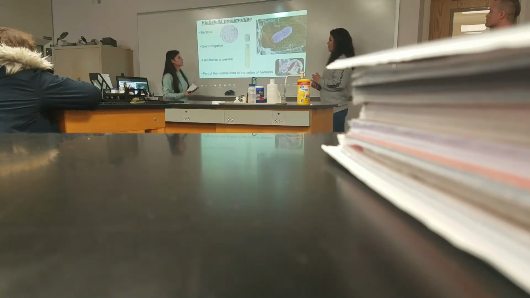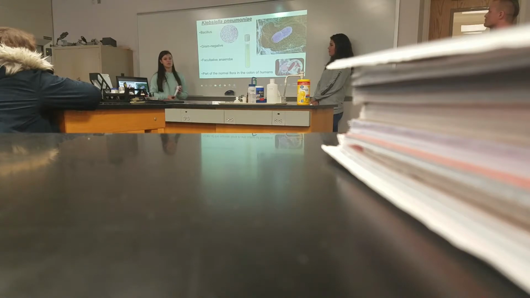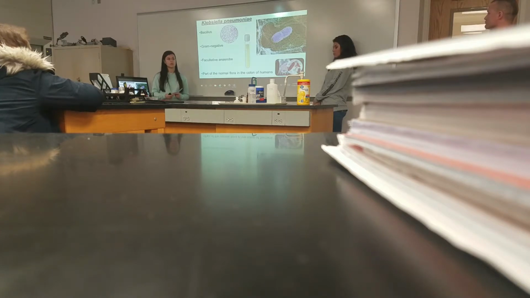So the pathogen I chose to research was Klebsiella pneumoniae. Klebsiella pneumoniae is a bacillus-shaped gram-negative bacterium that is part of the normal flora in the colon of humans, making them facultative anaerobes as well. It is an opportunistic pathogen, meaning it takes advantage of an opportunity that's not normally available, and it can cause disease if it gains access to another part of the body outside of its common reservoir. Immunocompromised individuals are always at risk for these types of opportunistic infections, and healthy individuals are rarely affected.